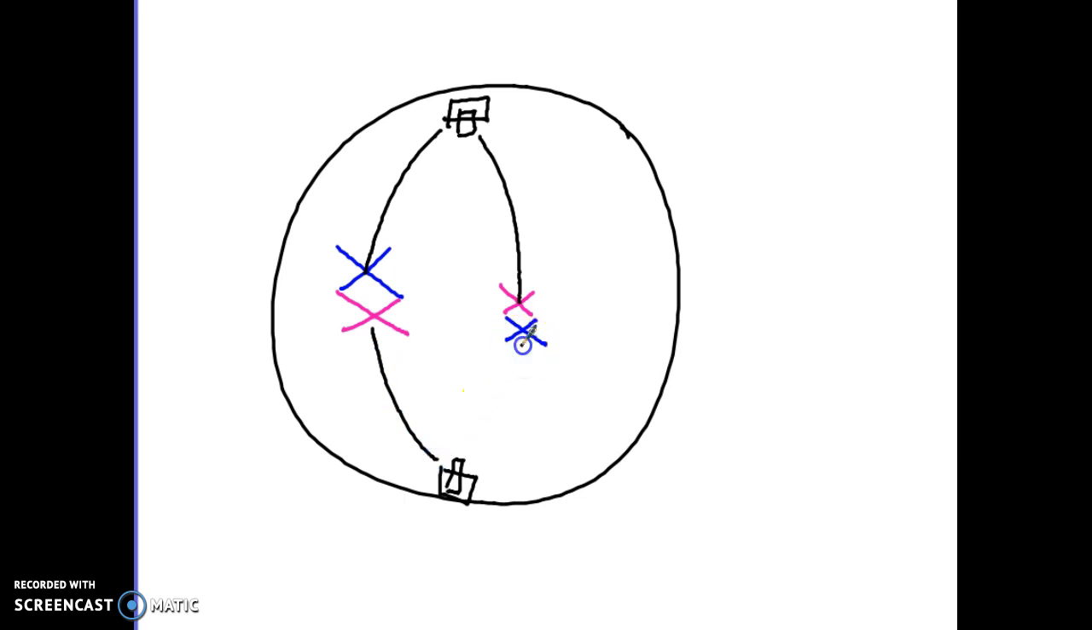The spindle fibers attach. So here's my equator, this invisible line that separates the cell. So in metaphase I, tetrads line up at the equator.